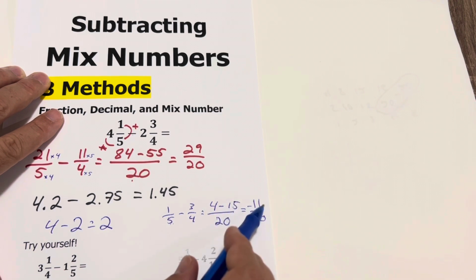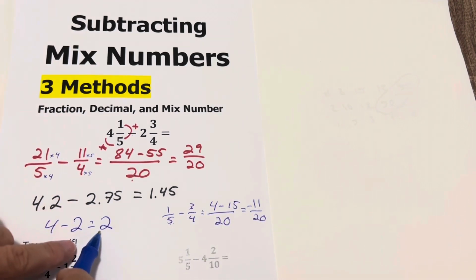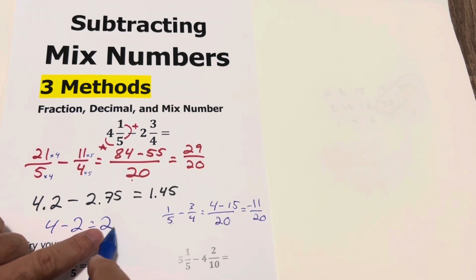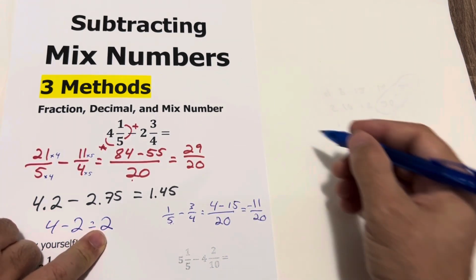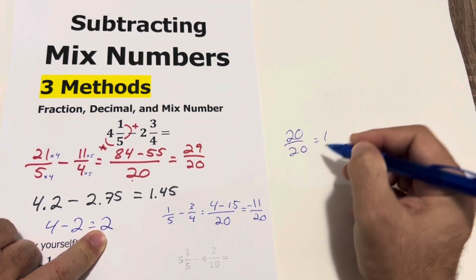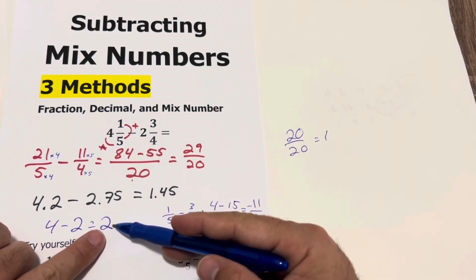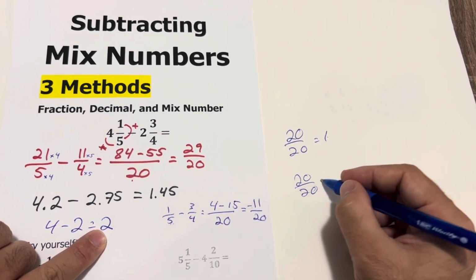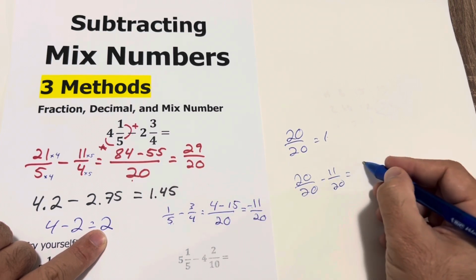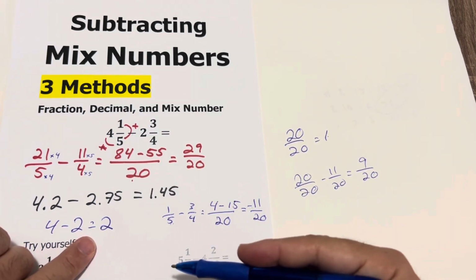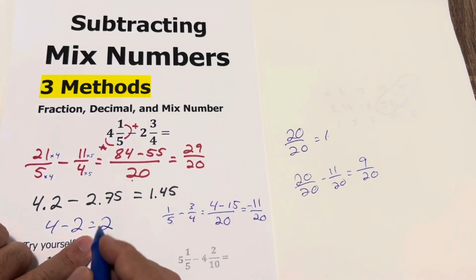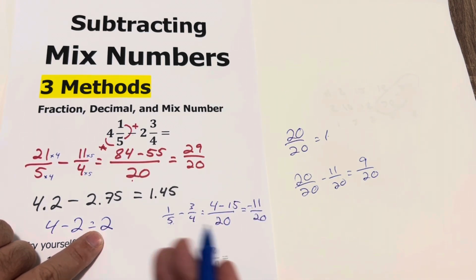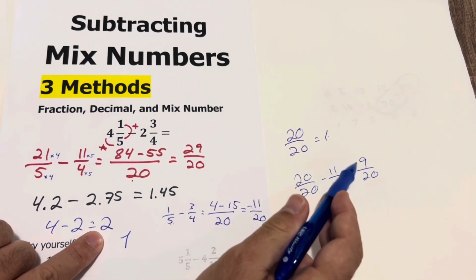Because this fraction is negative, I need to borrow from the whole. And when I borrow from the whole, the one that I borrow will be 20 over 20. So we know that 20 over 20 is equal to 1. So from these two I have here, I borrow a 1, which is 20 over 20, and I subtract the 11 over 20. So that will be 9 over 20. So the final answer would be 1, because I borrowed 1 to the fraction part. So the answer is 1 and 9 over 20.